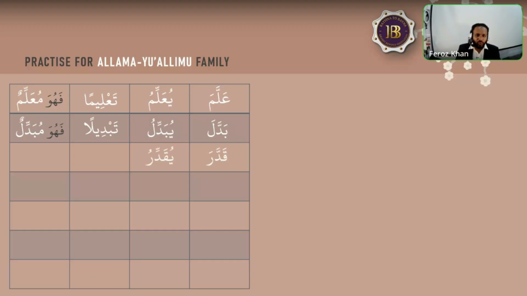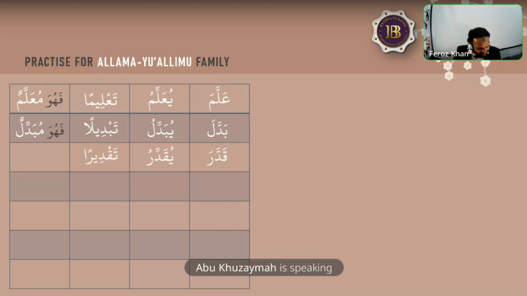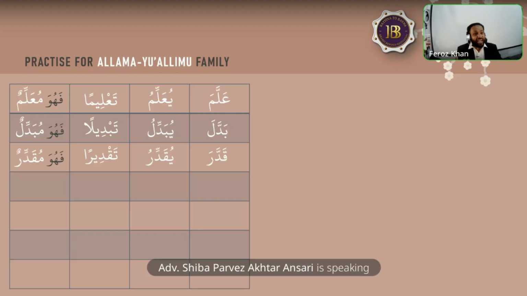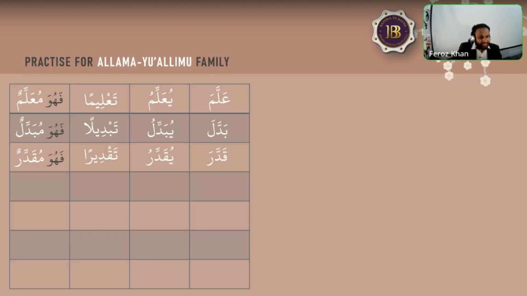Qaddara yukaddiru taqdiran fahuwa mukaddirun. Mukaddirun. Mukaddar, that is coming down the line. That's another member of the family. Mukaddar means the one on whom the action happens. We'll see that. But this is mukaddir, the one who does qaddara.